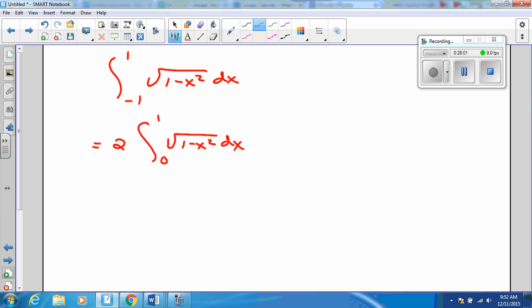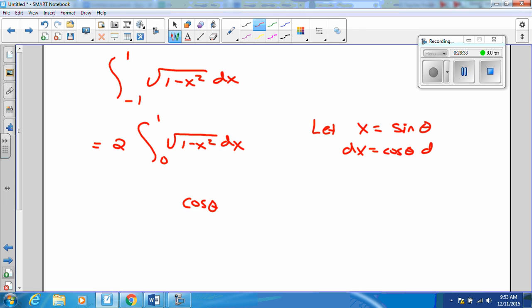Okay. Now, next thing. This looks like a good candidate for trig substitution because it has a form a squared minus x squared on the inside there. So I should probably let x equal what? Sine theta. Yes, there you go. So we're going to let x equal sine theta. And when we let x equal sine theta, then we know this part of the integral is going to transform to cosine theta.